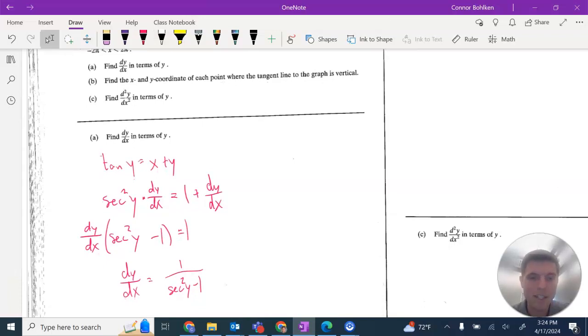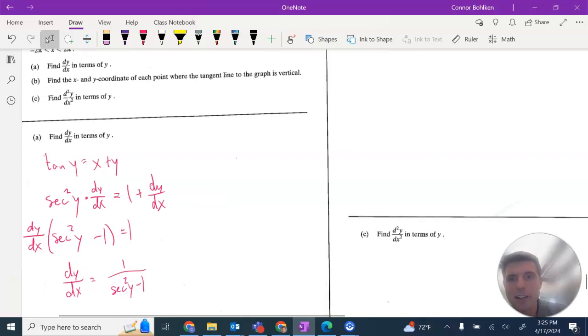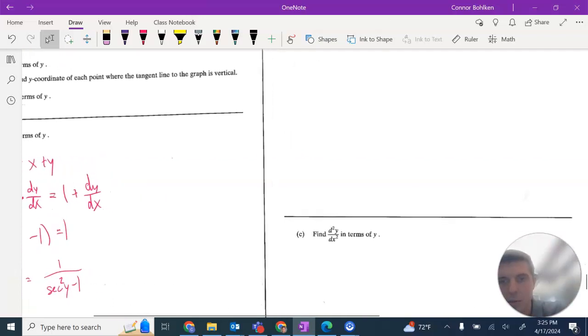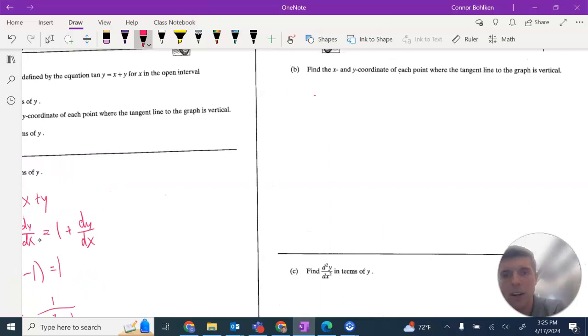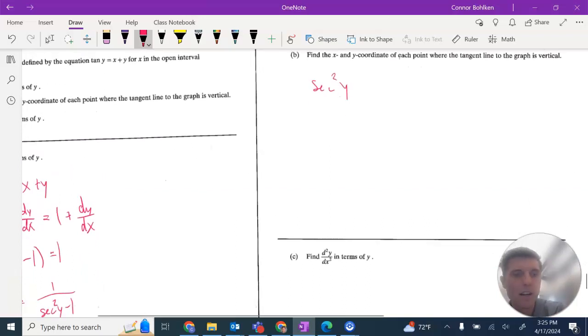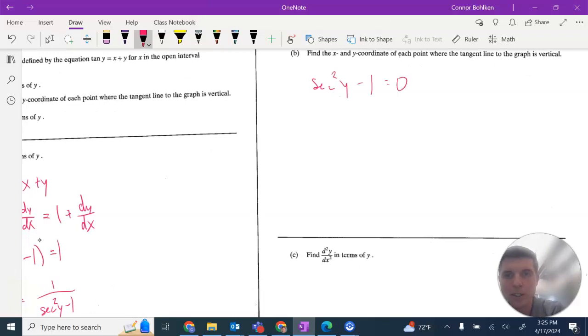Now let's see what happens here. Part B: find the x and y coordinate of each point where the tangent line to the graph is vertical. So that's essentially where the derivative is undefined, right? So we're saying, where is secant squared of y minus 1 equal to 0? Vertical tangent line, we're thinking denominator is 0. So where is secant squared of y equal to 1? I would rewrite this as 1 over cosine squared.